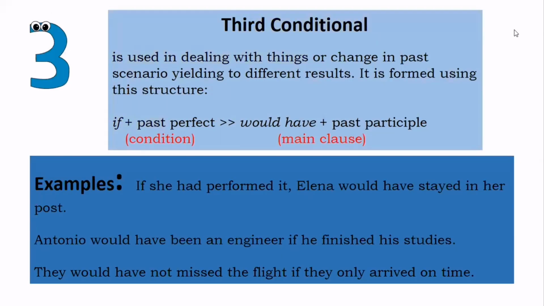Next, the third conditional. It is used in dealing with things or changes in a past scenario, yielding different results. It is formed using this structure: if plus past perfect, that is our condition, and our main clause is would have plus past participle. Examples: if she had performed it, Elena would have stayed in her post. Another one, Antonio would have been an engineer if he had finished his studies. And the last one, they would not have missed the flight if they had only arrived on time.